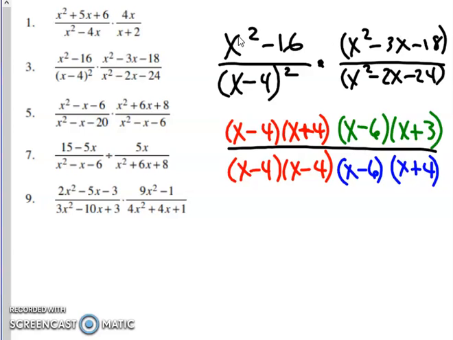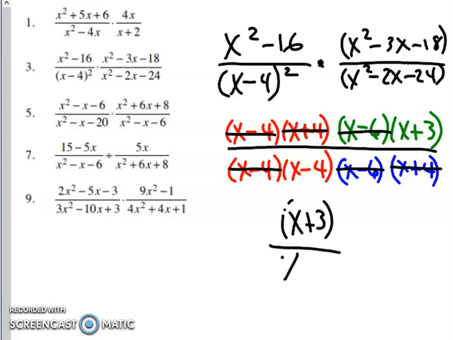So I'm looking at trying to pick ones. So x minus 4 divided by x minus 4 is 1. X plus 4 divided by x plus 4 is 1. X minus 6 divided by x minus 6 is 1. And what we're left with is x plus 3 over x minus 4. Now one thing I didn't write down was our restriction on the domain.